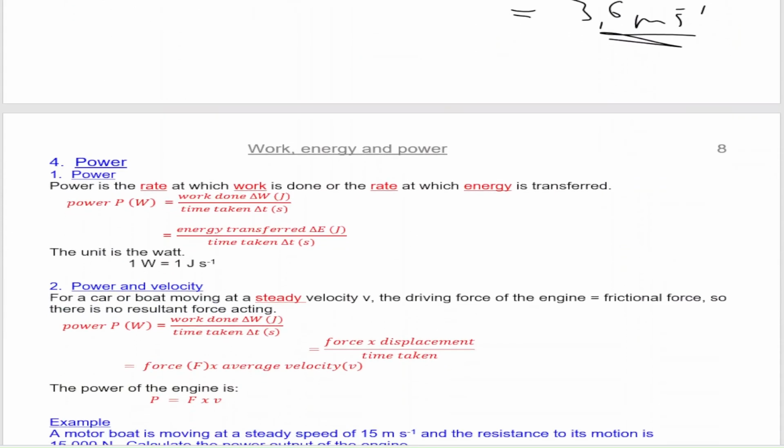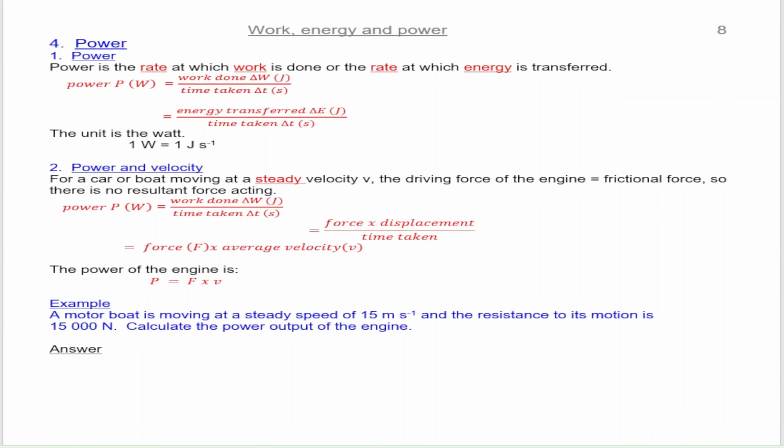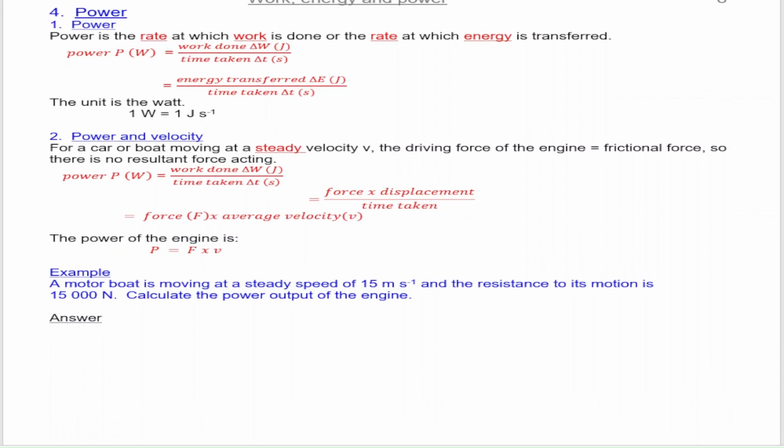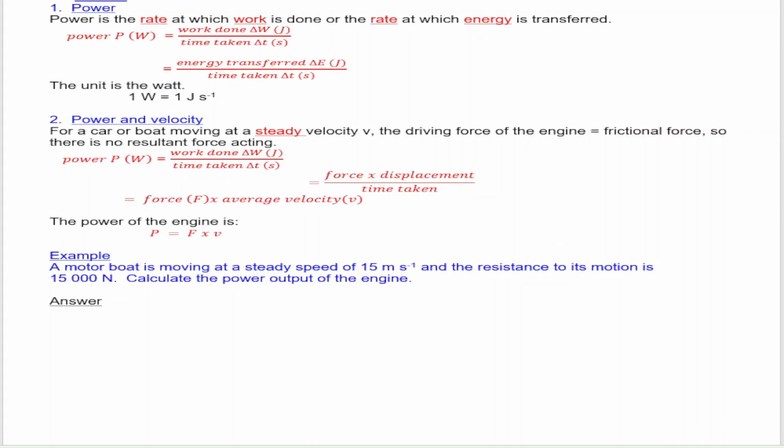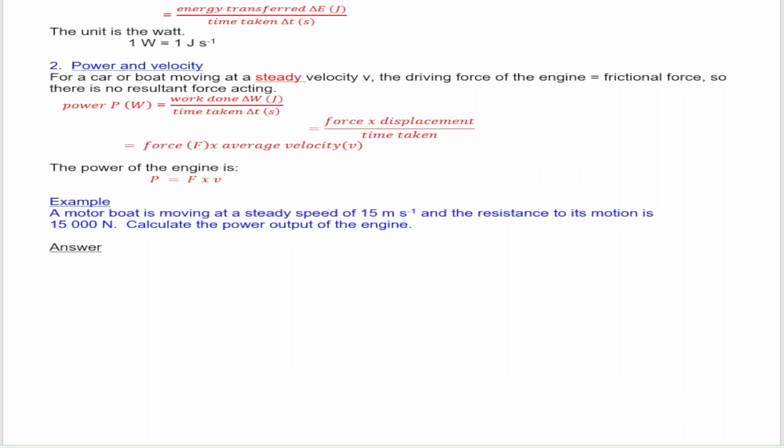Now, to end the video, we are going to talk about the concept of power. Power is the rate at which work is done or the rate at which energy is transferred. So in formula terms, we write P is equal to W over t, or delta E over delta t, that is the energy transferred over the time taken. Now the unit of power is the watt, and 1 watt is equal to 1 joule per second.